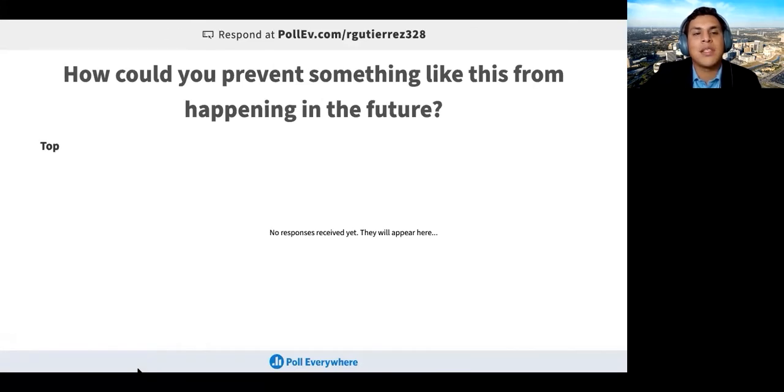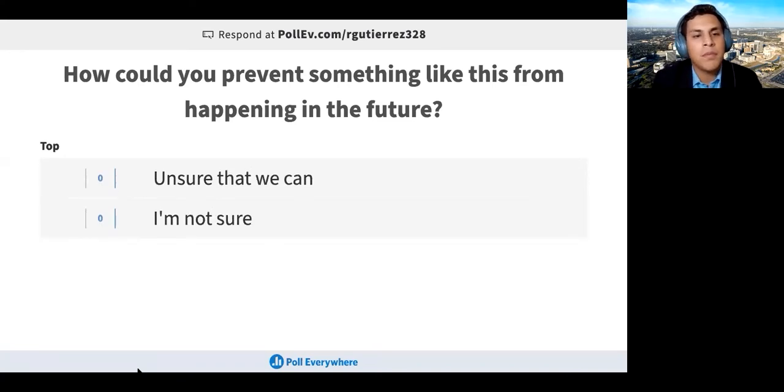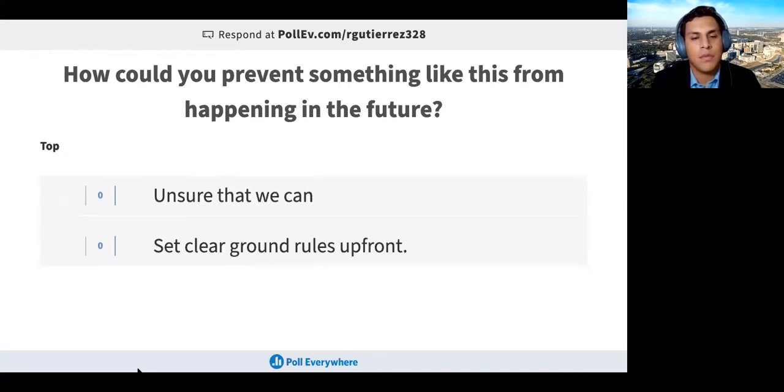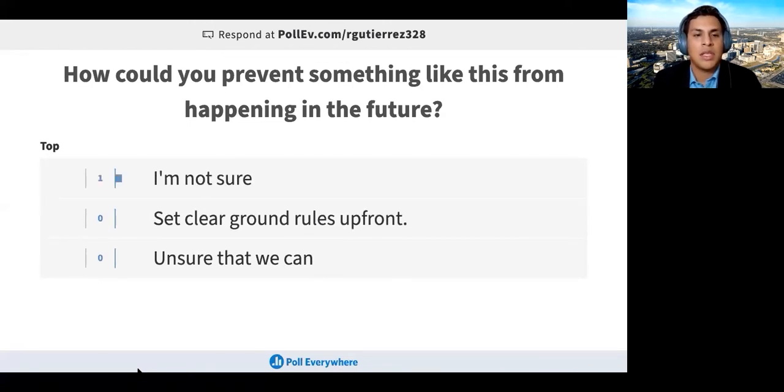How could you, as a facilitator, have prevented something like this from happening in the future? Not sure. Okay, someone says set clear ground rules up front with the students.